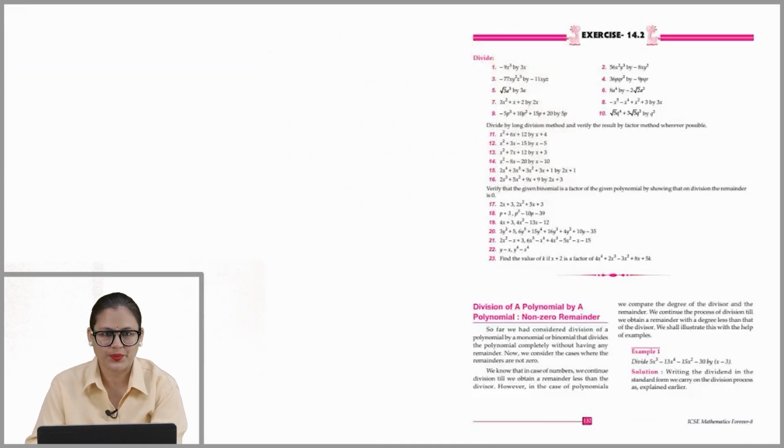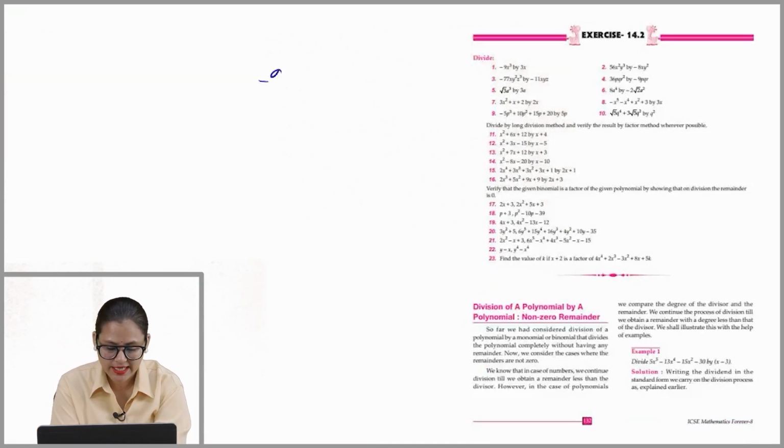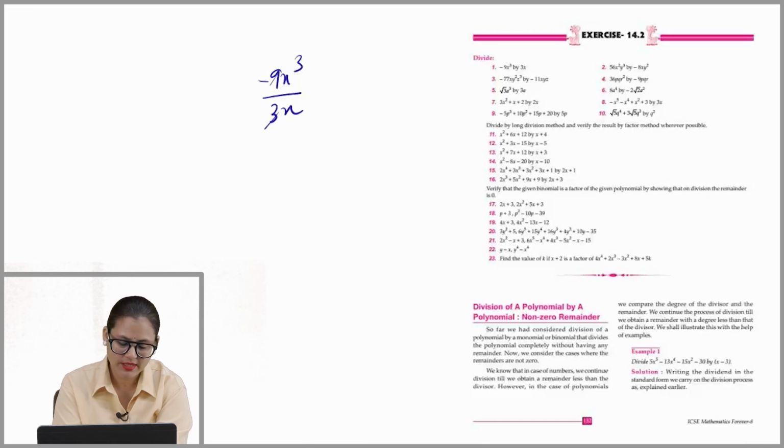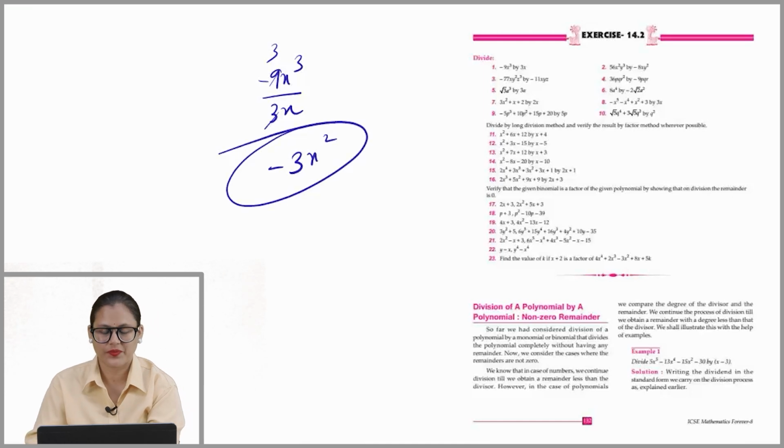Exercise 14.2, divide minus 9x cube by 3x. 3 3s are 9, minus 3 and x square. This is the answer, right.